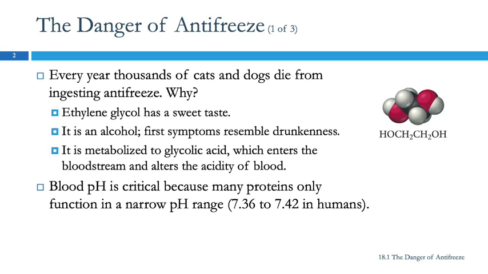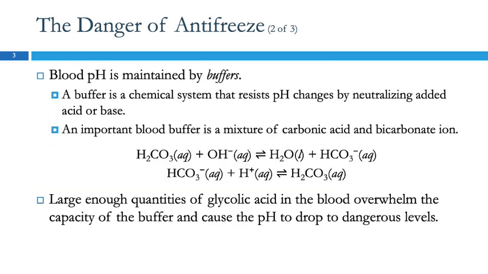Blood pH is very important. There are a lot of proteins that only function between 7.36 and 7.42 in humans. The range in animals is slightly different, but it's also narrow. So you change the pH a little bit, and all kinds of bad things happen. How does your blood keep the pH so constant? It has a buffer system.